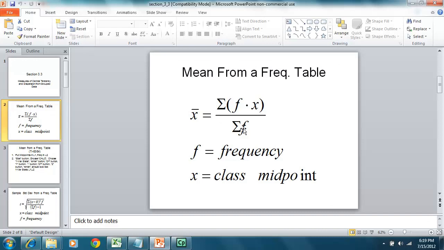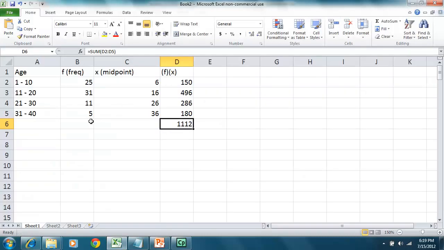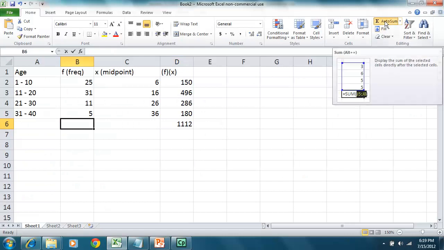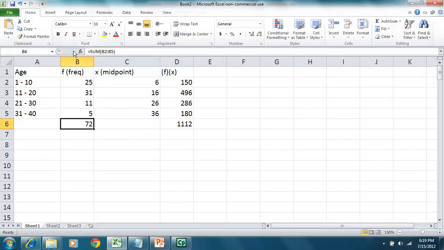Now the bottom number is adding together all the frequencies. So I come over here to frequencies, I click this cell right below it, and again I'll click this auto sum and click the check mark.